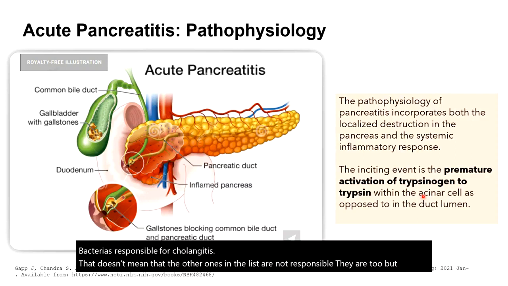Acute pancreatitis, the pathophysiology has to do with the premature activation of trypsinogen into trypsin inside the acinus of the pancreas instead of doing that activation in the lumen of the duodenum when it gets in contact with the acidity and the food in the duodenum. So that premature activation will permit a digestion of the pancreas. Very, very painful for the patient.